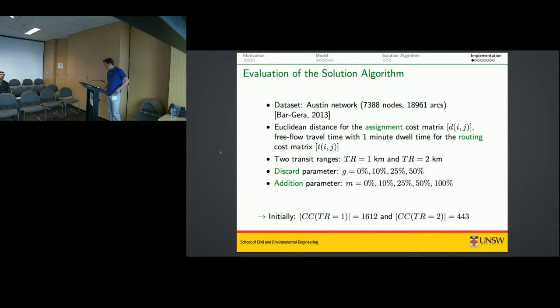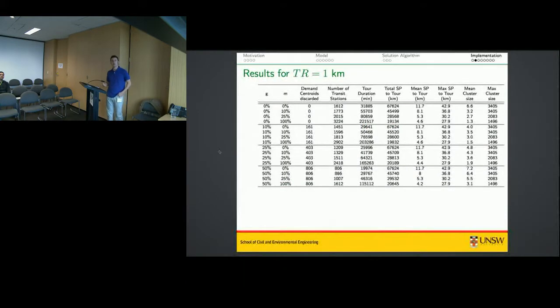The first set of results is presented in this table, so I won't ask you to read the whole table, but basically the first two columns give the parameters. The column entitled demand centroid discarded gives the number of centroids we removed. And the number of transit stations was determined according to the formula I presented moments before with GMM. Everything after the number of transit stations is a result of the optimization. The tour duration is obtained by summing up all the travel time with the dwell time on the obtained tour. The total shortest path tour is the distance to the tour, so it's really the core of the objective function. And then we have min and max values, which I'll come back to later.